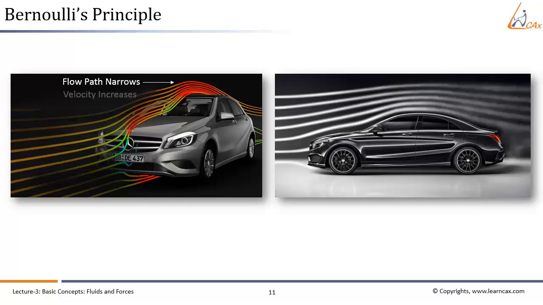The air speeds up, and as it speeds up, its pressure, that is, the force of the air pressing against the surface of the vehicle, goes down. When the air slows back down, its pressure goes up. We got the reason for the velocity increase. But why does the air pressure go down?